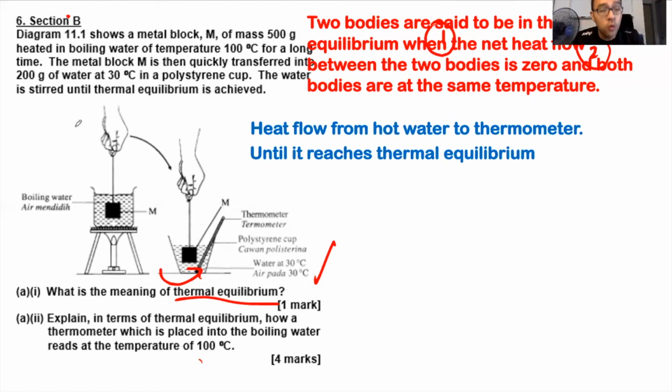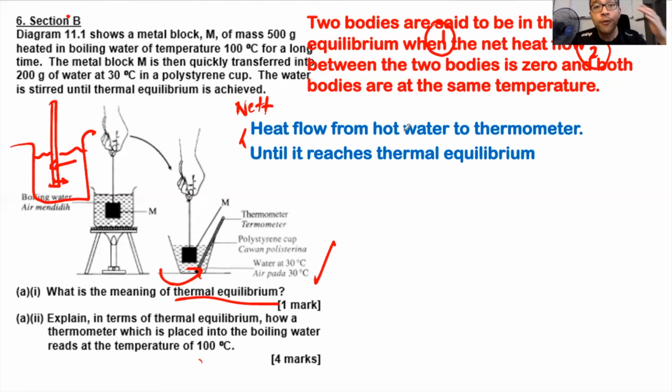But actually, we know that, okay, let's say this is a thermometer and this is water. What is actually happening is there is heat flowing into the thermometer and there is some heat that is flowing from the thermometer into the water. Okay, so actually, we can add another word here. The net heat flow is from the hot water to the thermometer because there's more heat flowing from the hot water to the thermometer than the other way around.